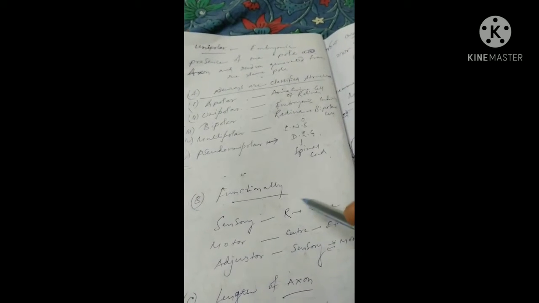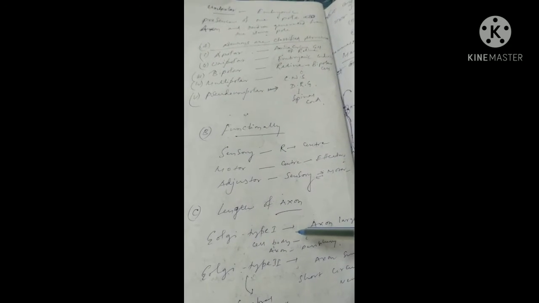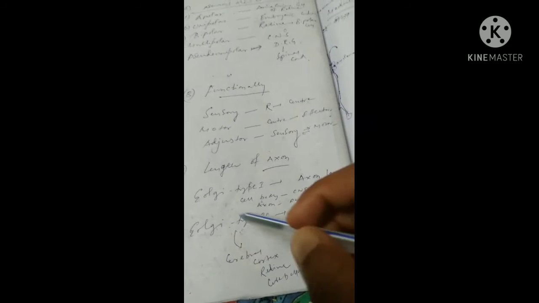And functionally, neurons have been classified into 3 categories: sensory, motor, and adjuster. On the basis of the length of axons, we have classified neurons into 2 types. One is Golgi type 1, where the axon is long, and the other is where the axon is short, that is Golgi type 2. It is found in the cerebral cortex, retina, and cerebellum. So the cerebral cortex, that is the cerebrum, retina, and cerebellum contain Golgi type 2 neurons.